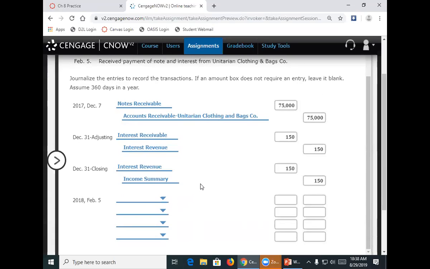And then the last journal entry on February 5th is when that note matures. It was a 60-day note. So this note matures on February 5th, and we're going to collect the full amount due to us. Well, what's the full amount of interest? It told us, and it did the math for us, so that's always nice. The full amount of interest would be 75,000 times 3% times 60 over 360. 375. So that's the full amount of interest they're paying us.